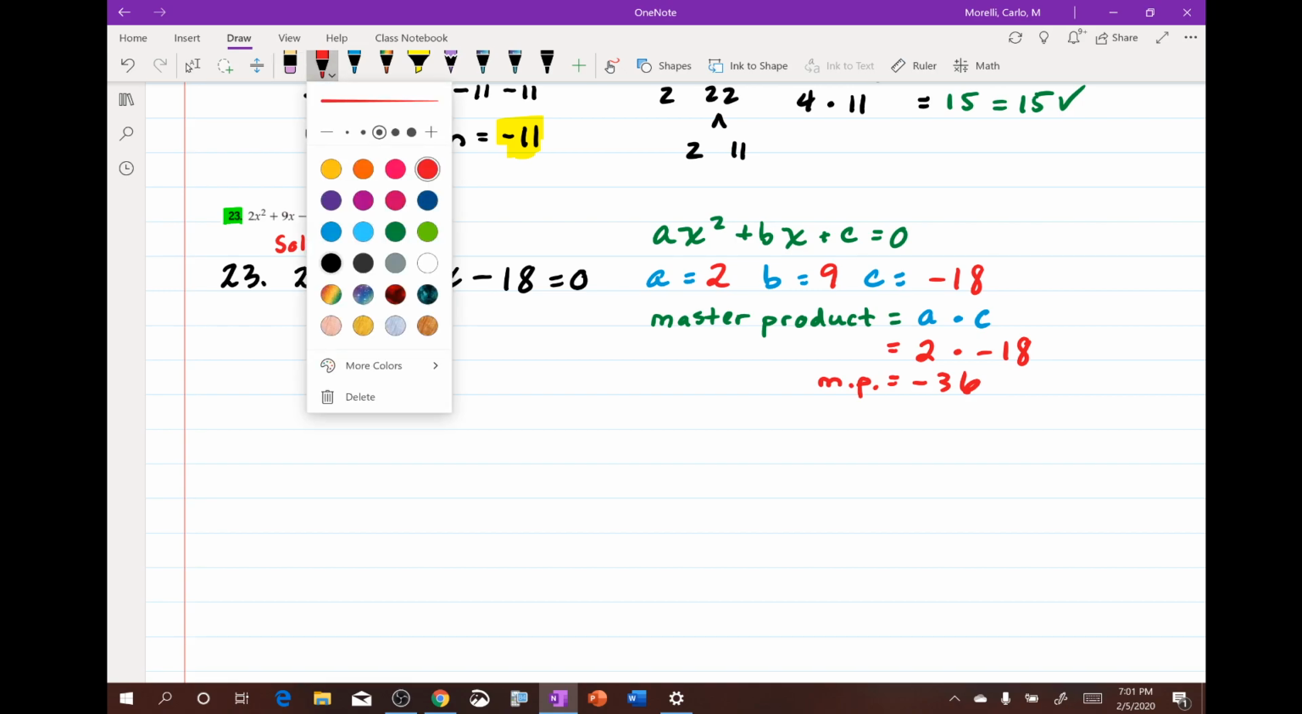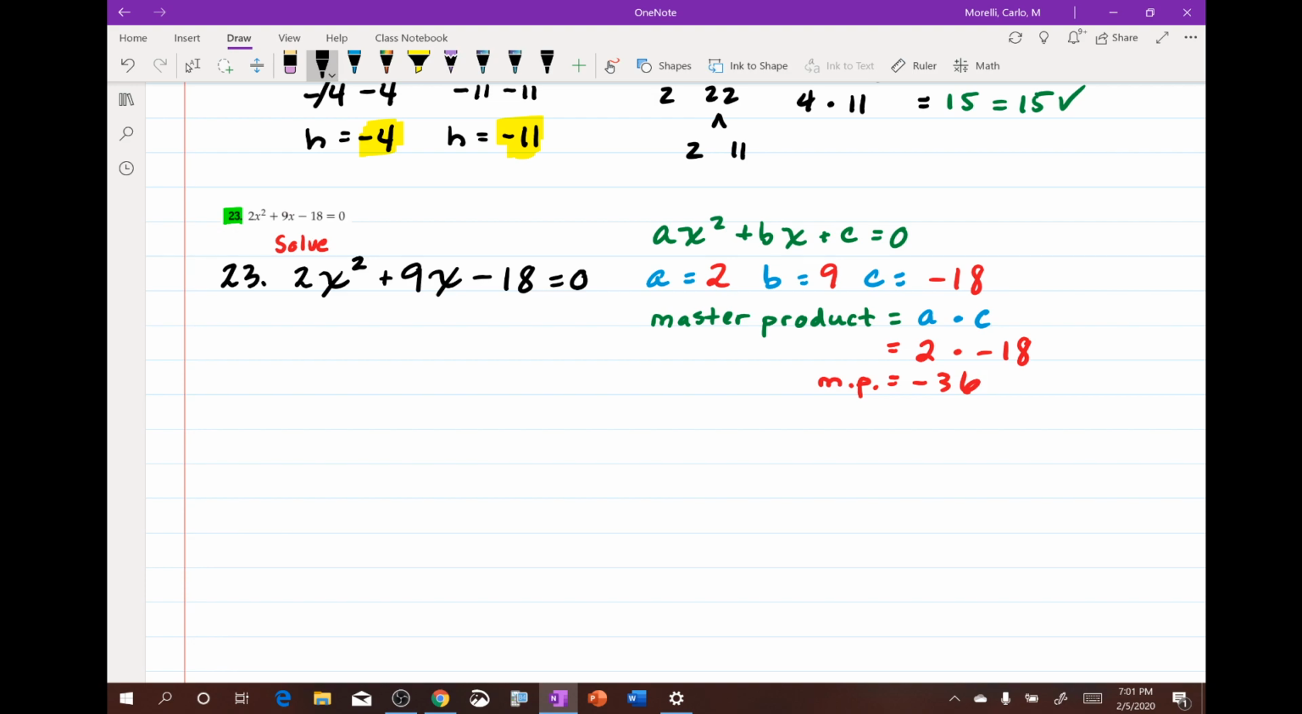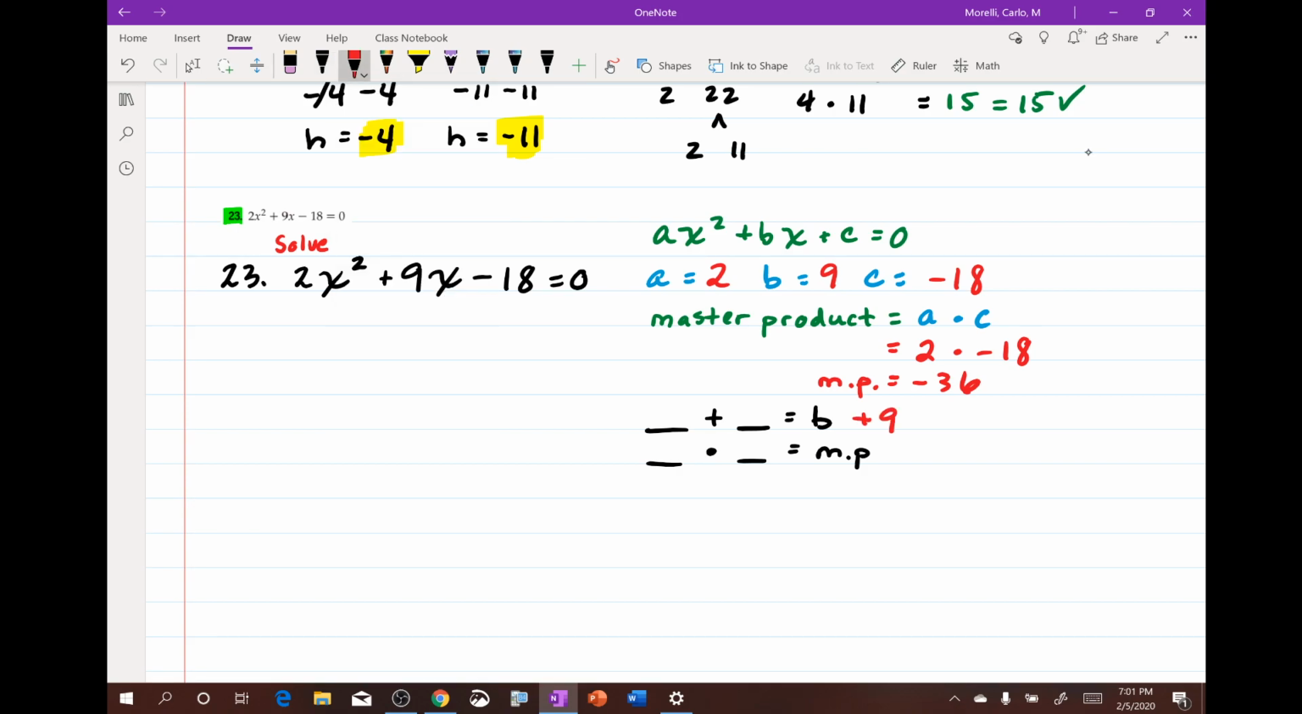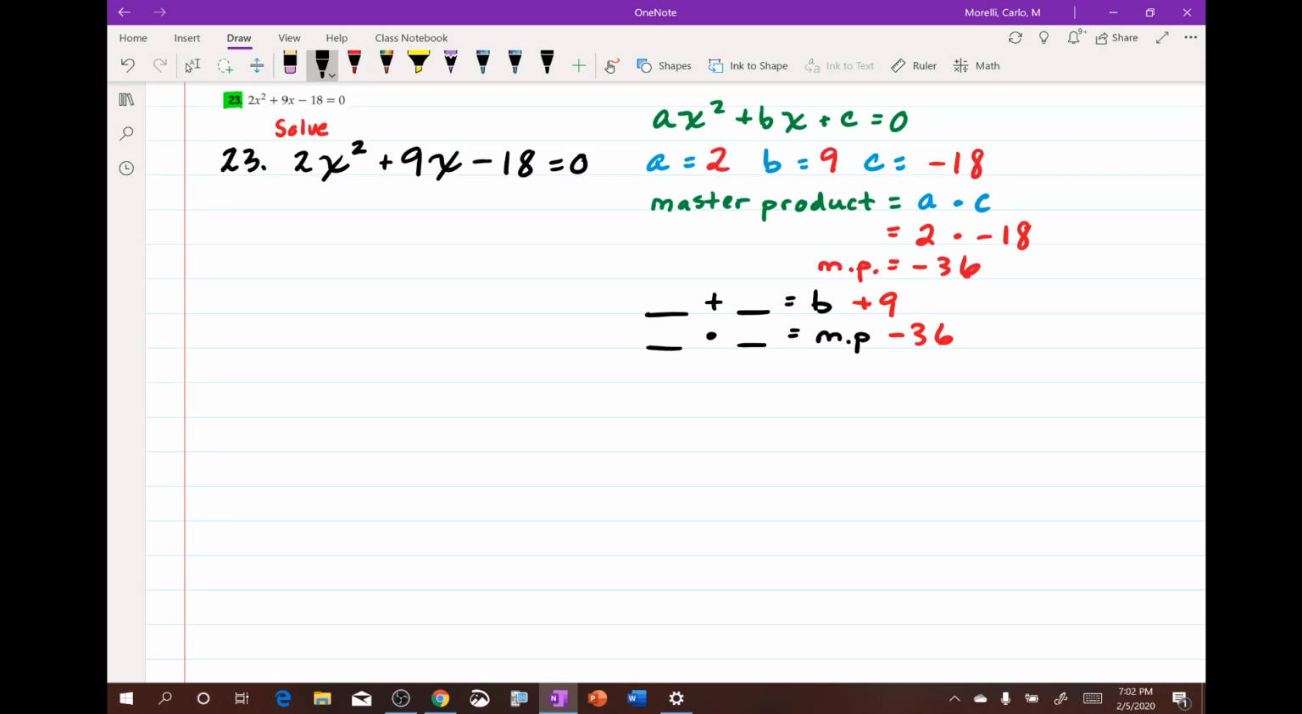So what I'm looking for, ladies and gentlemen, are two numbers that add to equal the B value, and those same two numbers need to multiply to equal the master product. So I need two numbers that add to equal positive 9, and multiply to negative 36. Now, we don't take chances when you're doing OG math, okay? So we're going to take the number 36 and break it down into prime numbers: 2 times 18, 2 times 9, and 3 times 3.